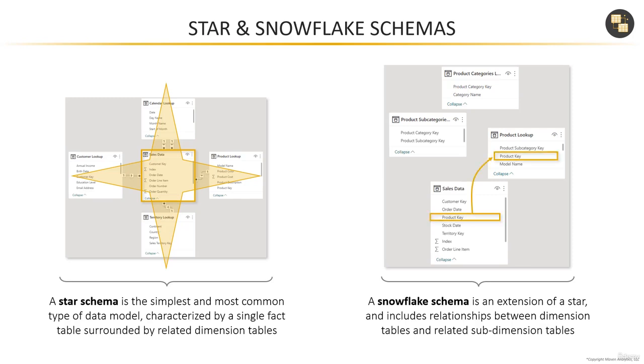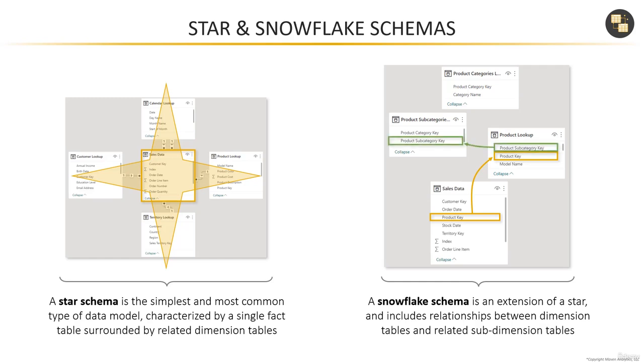So we'd start just like we normally would, right? We've got product key in our sales data table that can map to product key in our product lookup table. But note that the product lookup table also contains a foreign key of its own called product subcategory key. And because we have a separate dimension or lookup table that's at the subcategory level, that means that we can define a relationship between those two lookup tables.